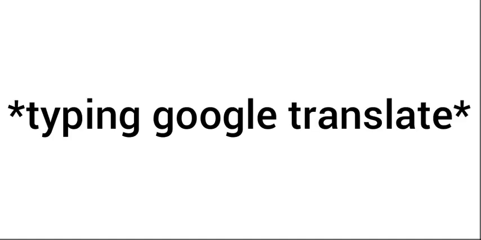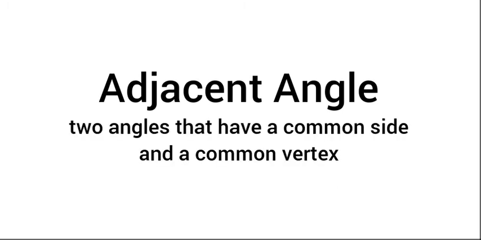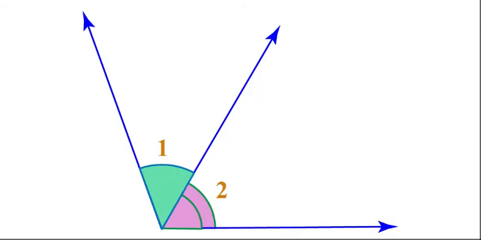Alright, moving on. And last but definitely not least, the adjacent. How do you pronounce that? Adjacent. Oh, okay. Adjacent angle. Adjacent angles are two angles that have a common side and a common vertex. And here's your example of that adjacent angle.